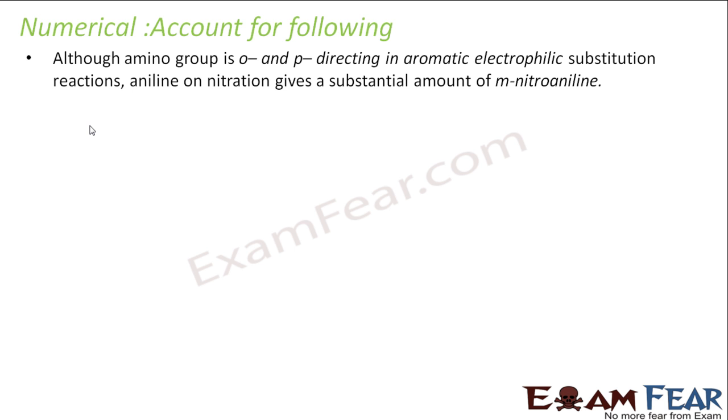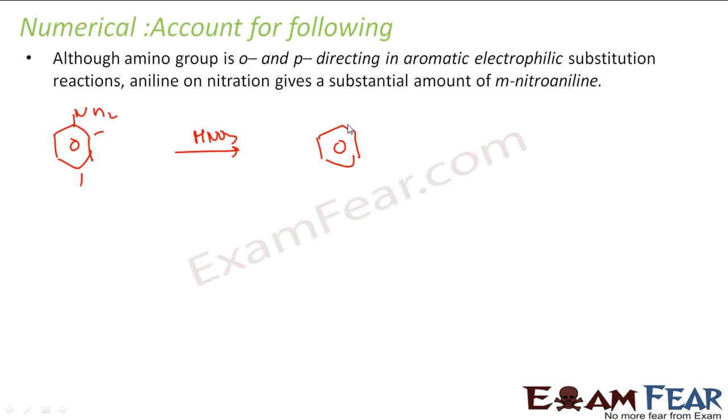Although the amino group is ortho-para directing in aromatic electrophilic substitution reactions, aniline on nitration gives a substantial amount of m-nitroaniline. Why? See, the question is, the amino group which I have is an ortho and para directing group. Correct? So if I am doing a nitration, I see a substantial amount of meta nitroaniline also. The question is why?